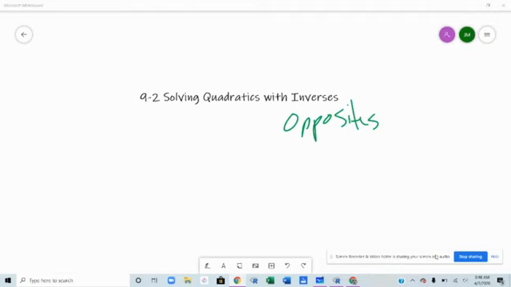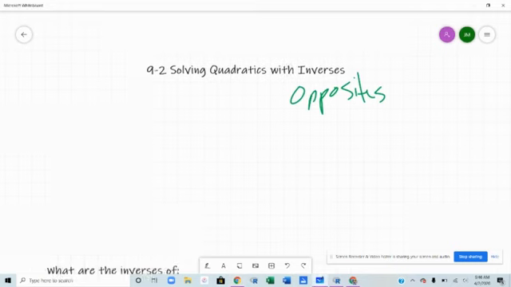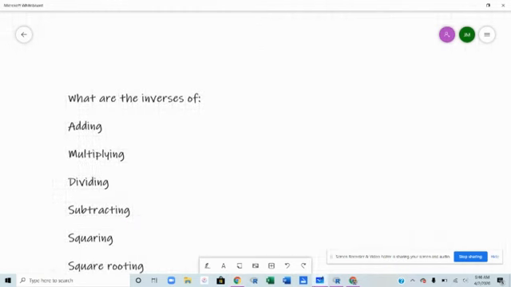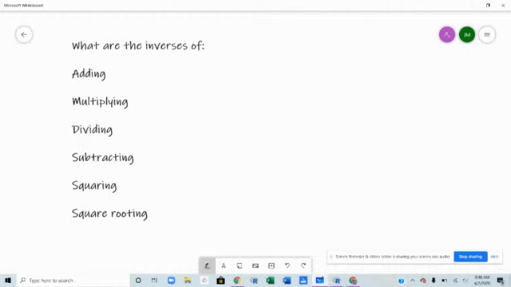So this is 9-2, where you're going to solve quadratic equations with inverses. Inverses just mean the same as opposites. And we've talked about these before. You know a lot of these inverses. So when I ask you what's the inverse of adding, you know the inverse of adding. How do you get rid of adding? You get rid of it with subtracting.